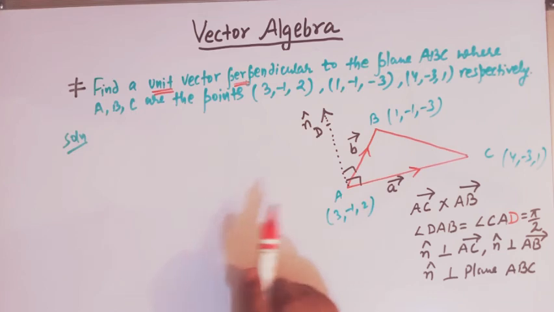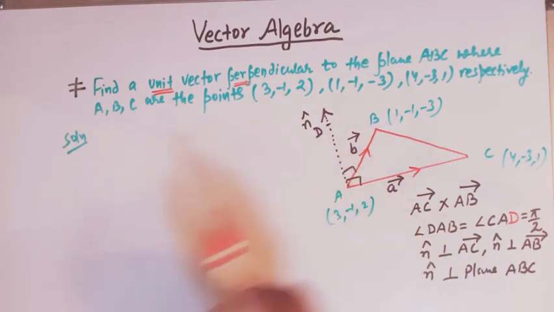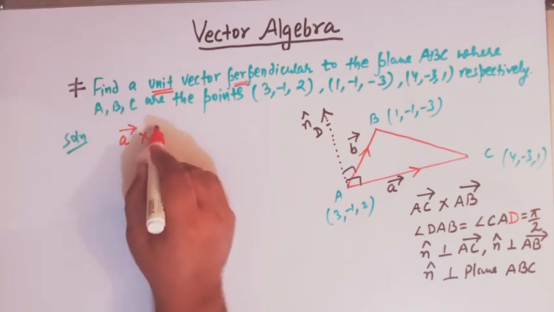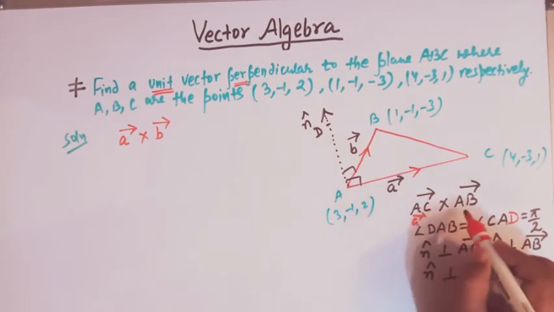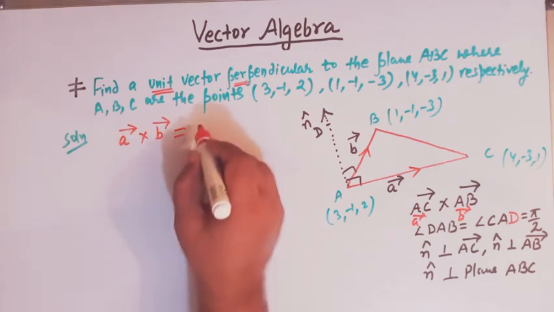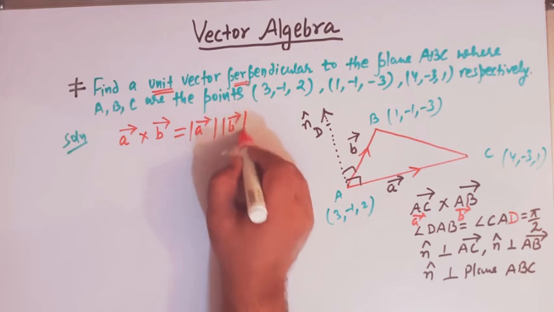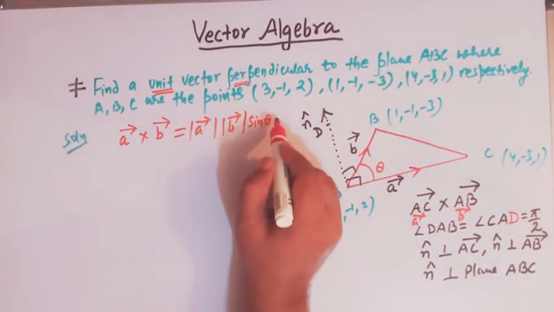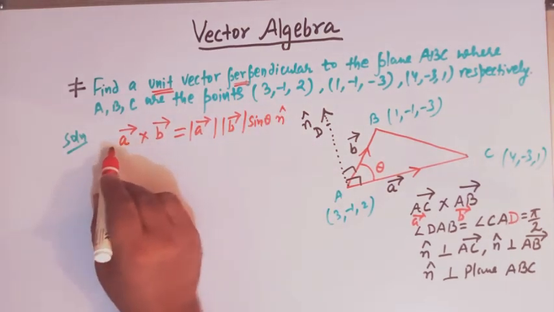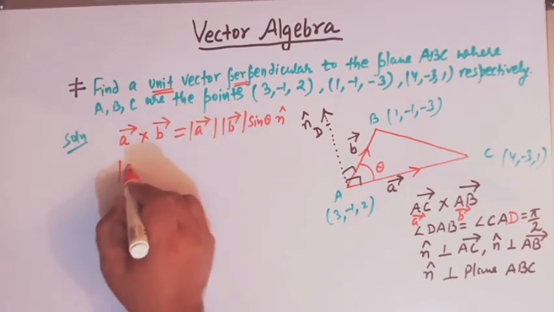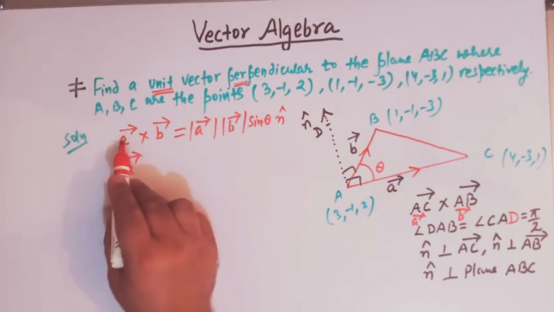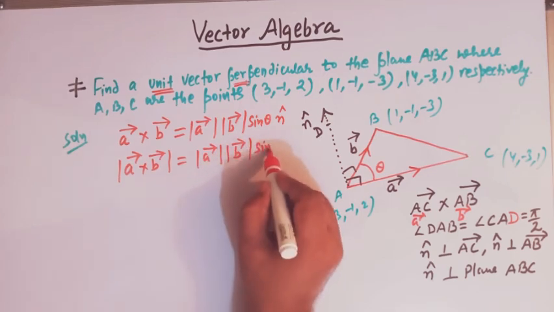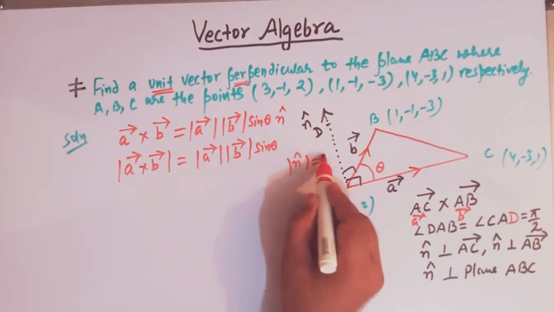So here we will assume vector AC as vector A and AB as vector B, and in order to find this vector n cap, we will find the cross product, that is the vector product of vector A and vector B. This is vector A and this is vector B. So vector A cross vector B is the magnitude of vector A times the magnitude of vector B times sin theta, where theta is the angle between these two vectors, times n cap, right? And if we take the magnitude of both sides, the magnitude of vector A cross vector B is equal to magnitude of vector A, magnitude of vector B, and sin theta, because the magnitude of n cap vector is 1, right?